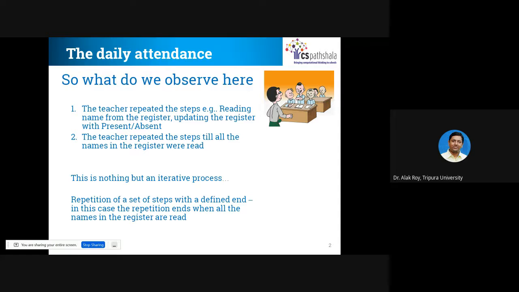So it is the repetition of a set of steps with a defined end. In this case, the repetition ends when all the names in the register are read. This is an easy concept, but when you apply some concept here, what is going on? Here a loop is going on. Whatever activity is done for student 1 is repeated for n different students. So the same thing is repeated n times.